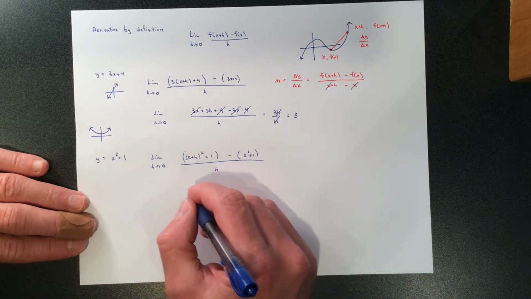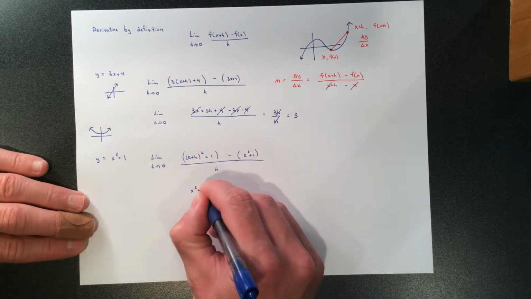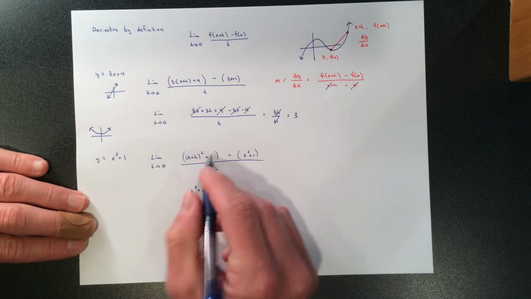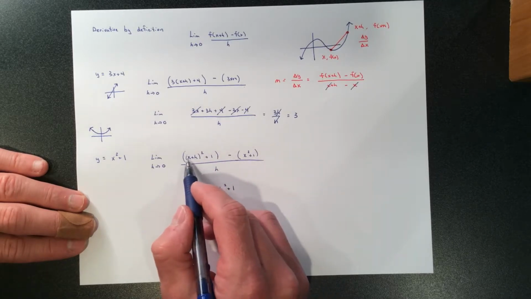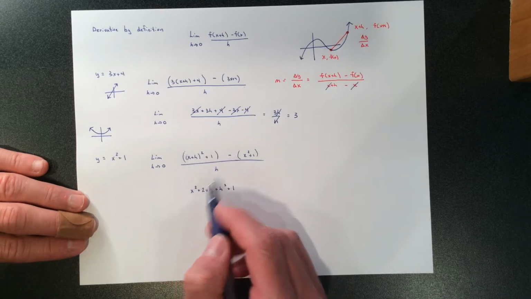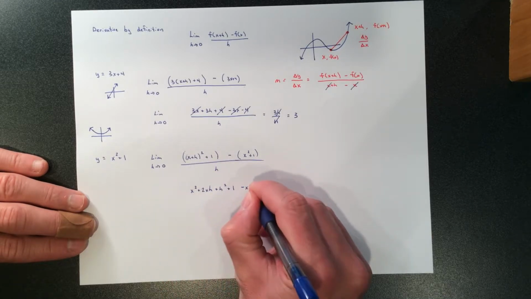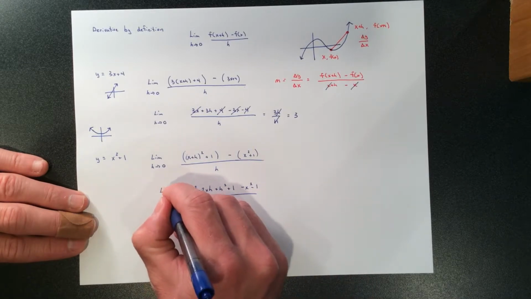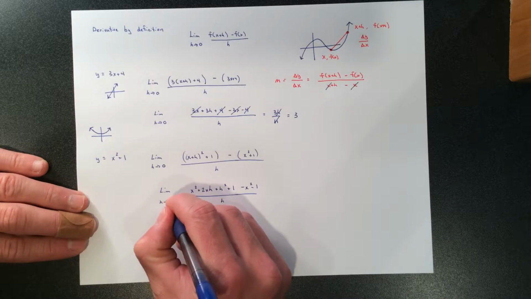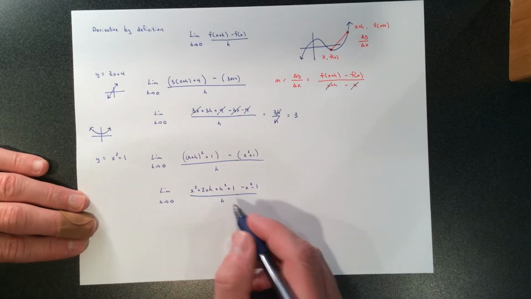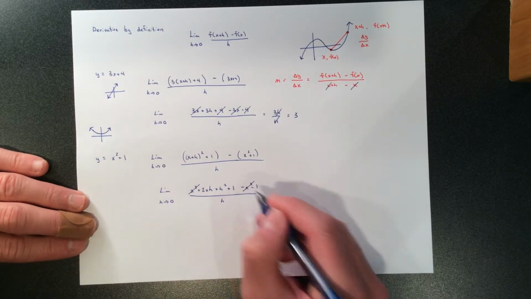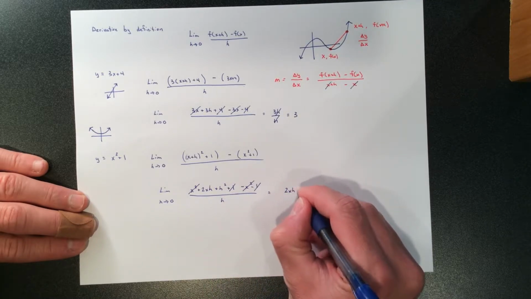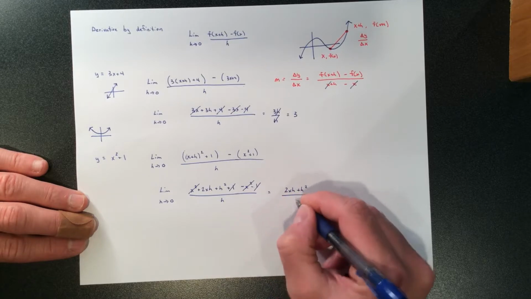Okay, I'm going to multiply this out and I get x squared plus 2xh plus h squared plus 1. That's just me multiplying out x plus h, or foiling it if you like that word. And then I'm going to do minus x squared minus 1 all over h. And again, I am looking at the limit of this thing as h goes to 0. Don't forget you are applying the limit. Okay, x squared cancels, 1 cancels, and so we're looking at 2xh plus h squared over h.